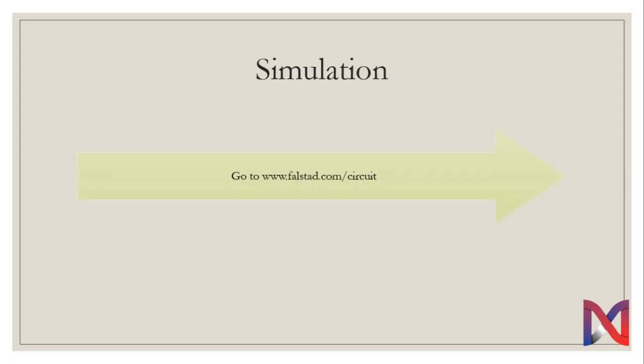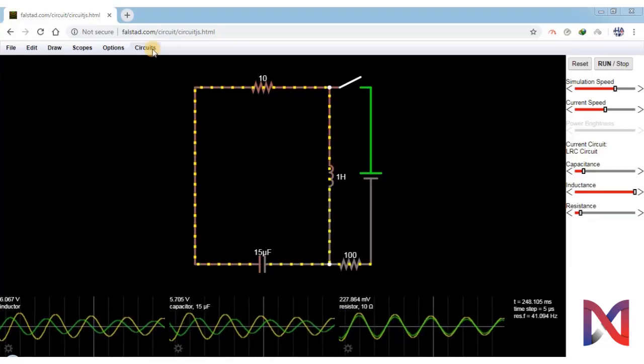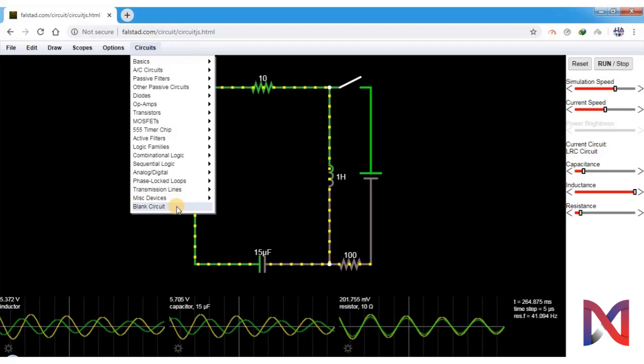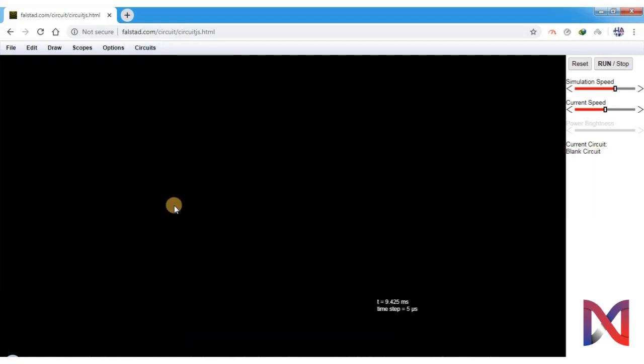So we will go to falstad.com/circuit for simulation of our circuit. Here we are in our Falstad. We will clear the circuit. Now we will start building up our circuit. We had 3 resistors in our circuit and the 4th resistor was our load.